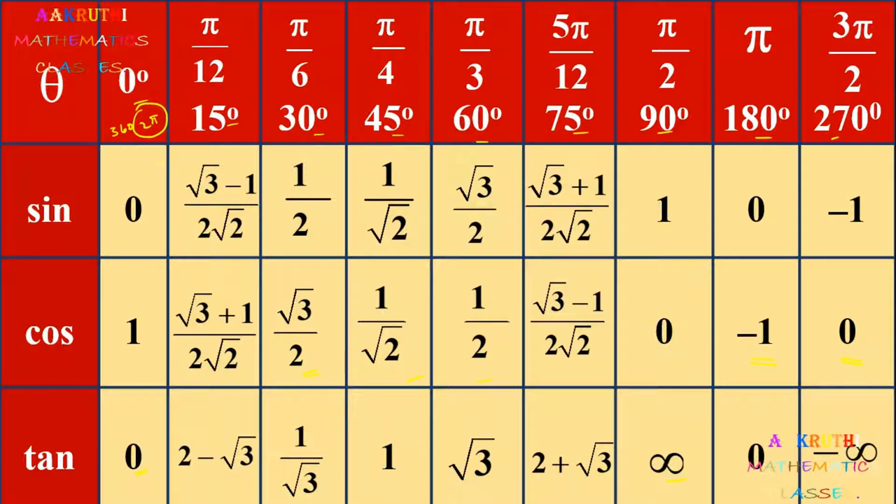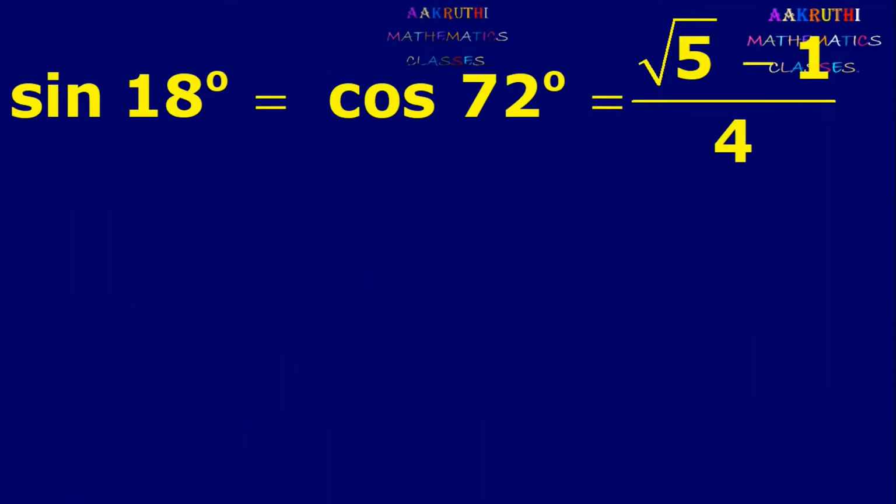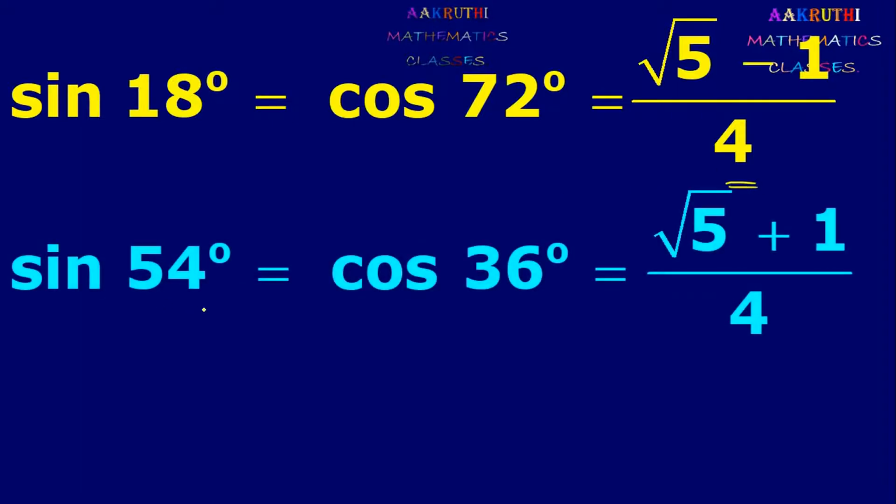So here we are taking angles 0 degree, 15, 30, 45, 60, 75, 90, 180 and 270 only. Next we consider some other values. Sine 18 degrees is the same as cos 72 degrees, and the value of sine 18 and cos 72 degrees is root 5 minus 1 by 4. Next it is sine 54 degrees. Sine 54 degrees equals cos 36 degrees equals root 5 plus 1 divided by 4.